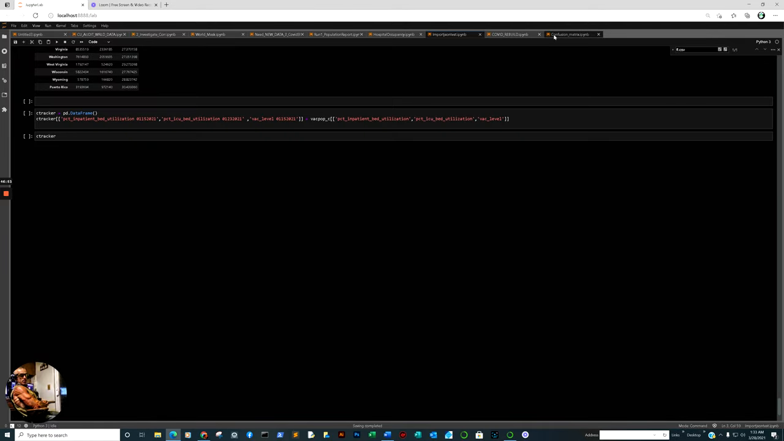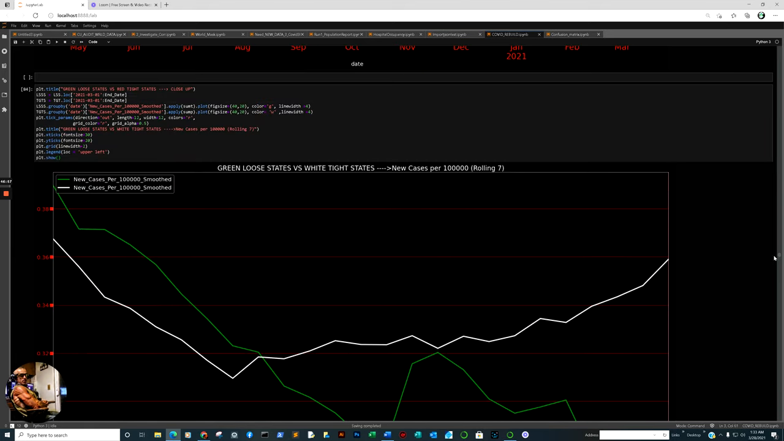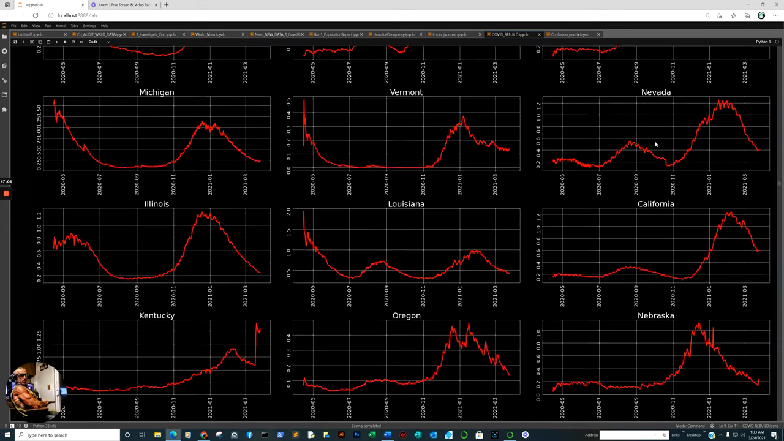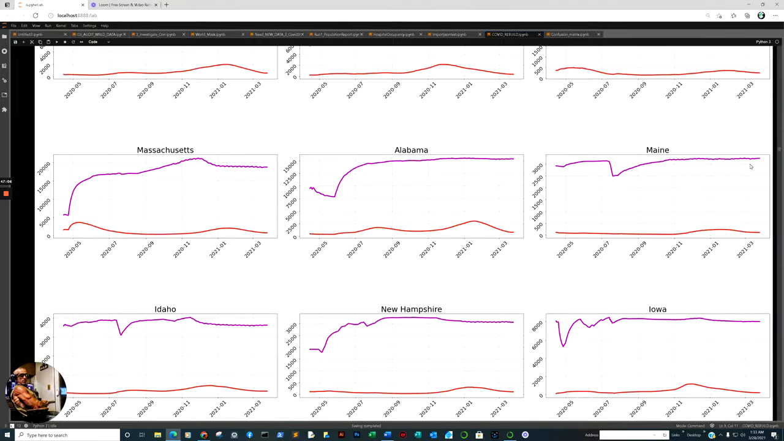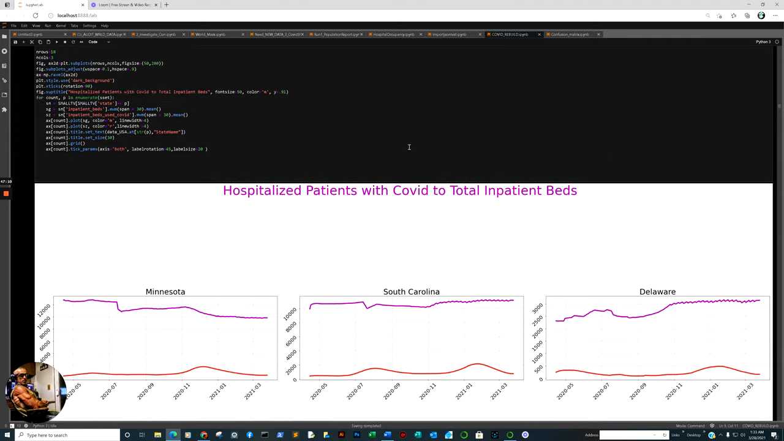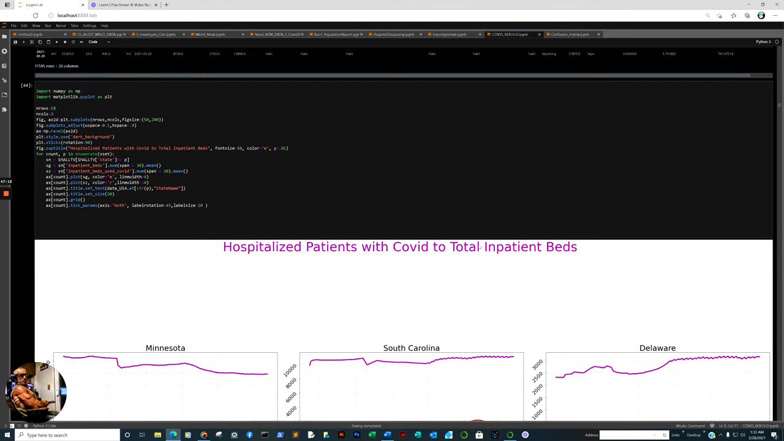And now we're going to go to our COVID rebuild, not the confusion matrix. All right, and this is going to give us the most. We're going straight from the CDC for our data, and not going to Johns Hopkins or anybody else like that, or Oxford University. We're just going straight to CDC data itself, and hospitalizations with COVID to total inpatients.